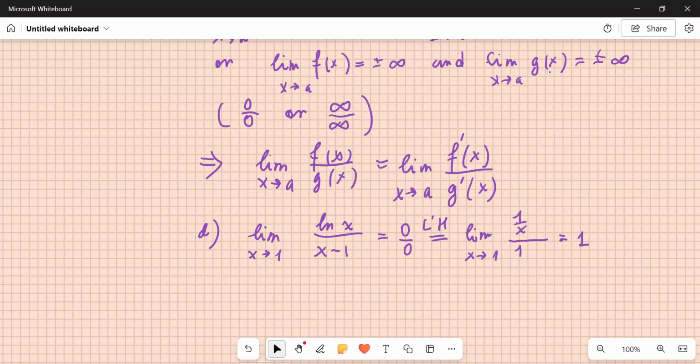Same as the sine limit. Remember, sine of x over x. Well, that's how to use the rule. And of course, we are going to apply this rule to different cases.